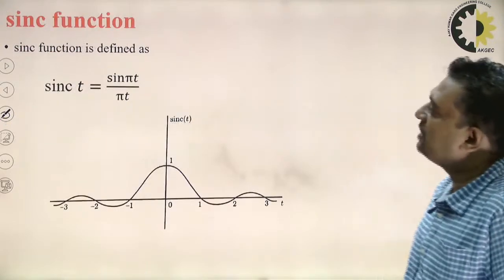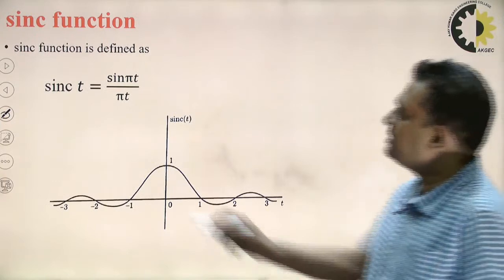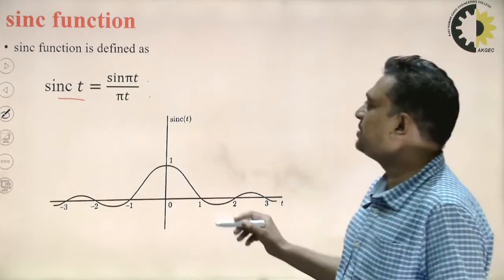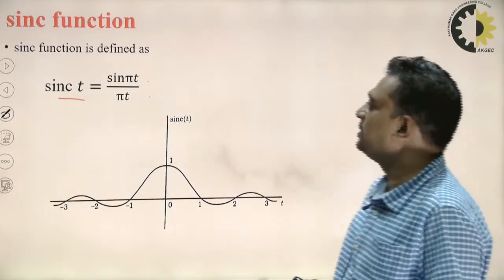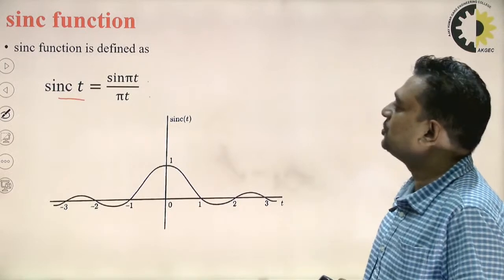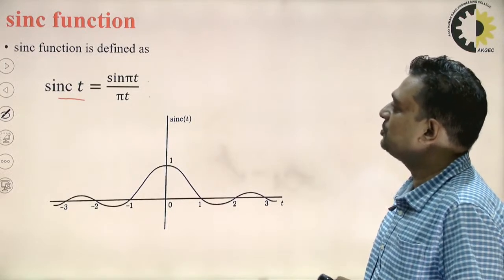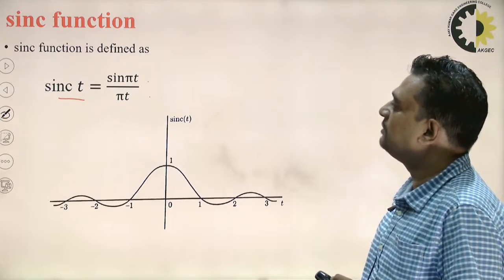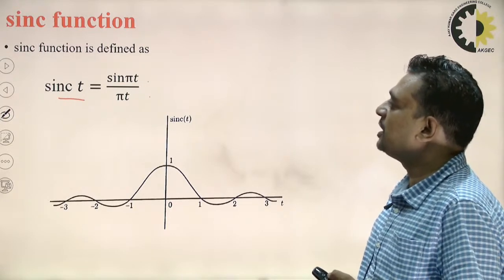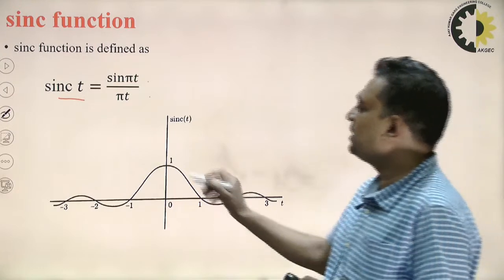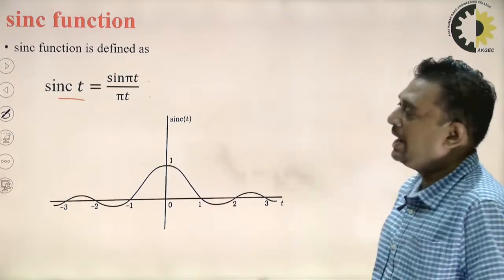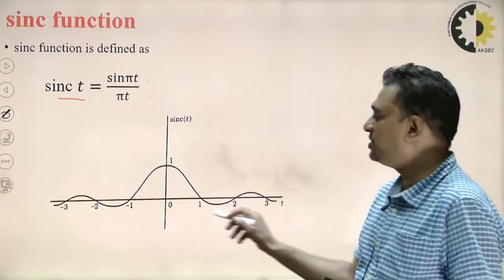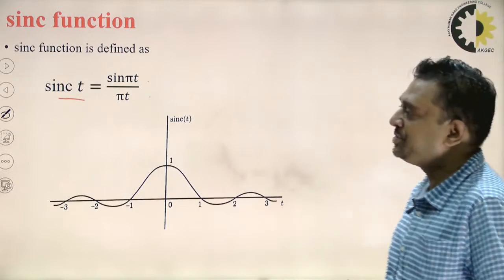And then the sinc function. The sinc of t is defined as sine of pi t by pi t, and you can see that according to this function, if we put t equals 0, the function will be sine 0 by 0, which is indeterminate. So we have to solve for the value. If we take the differentiation of numerator and denominator and then put t equals 0, we get the value 1 at t equals 0, and we find that the zero crossings are at 1, 2, 3, meaning at integer values we get the zero crossings.